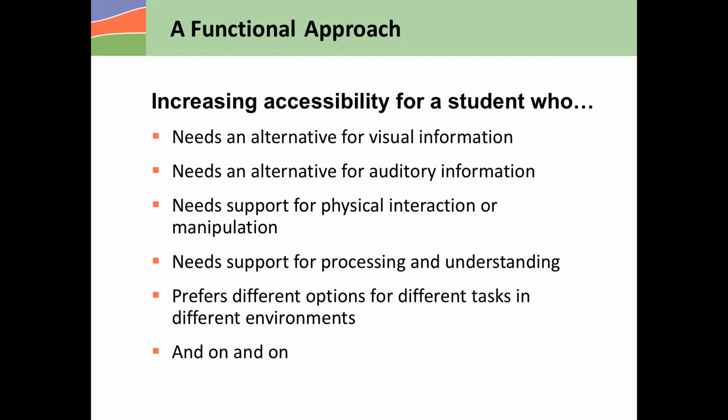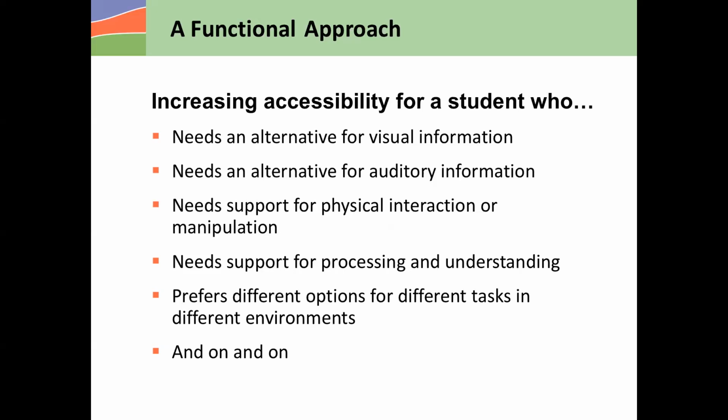So what if we consider the possibility of a functional approach where we're not looking so much at the reason why somebody cannot do a particular thing, but what is it that's actually creating a barrier? What about a student who needs an alternative for visual information? There may be students who have many reasons why they need that. The same for auditory information, or support for physical interaction and manipulation. It takes this out, I think, a lot more broadly, rather than saying, do they fit in this disability category or not? Mostly, what is it that is creating a barrier for them?